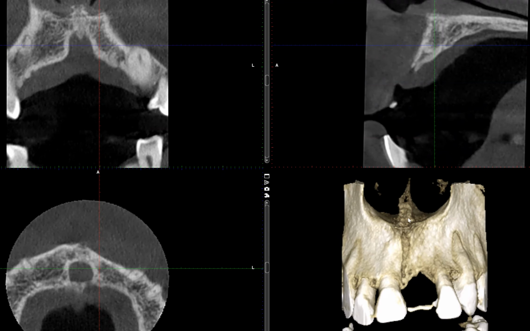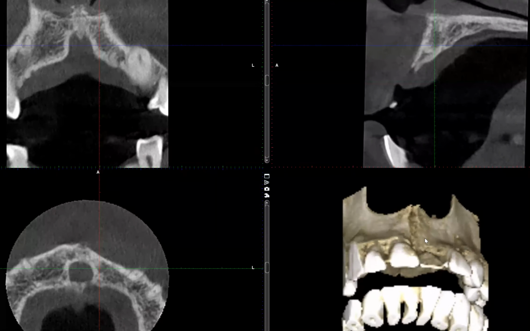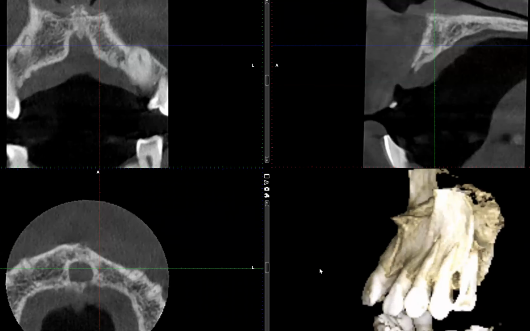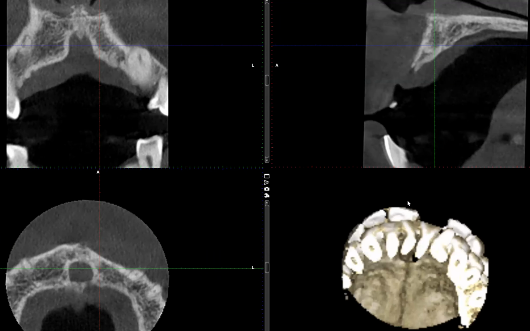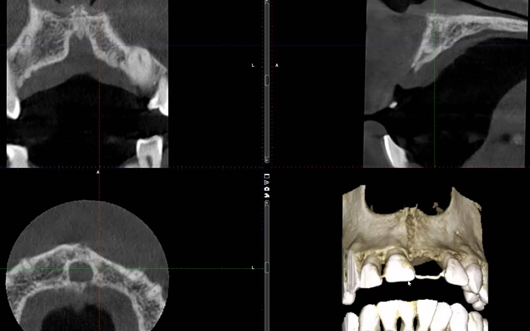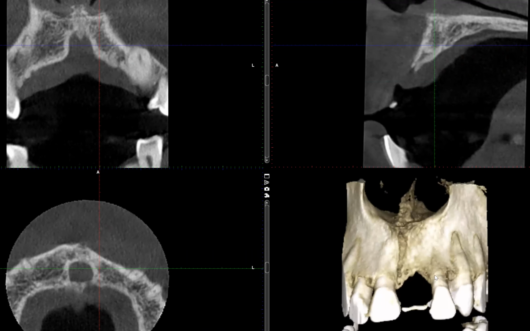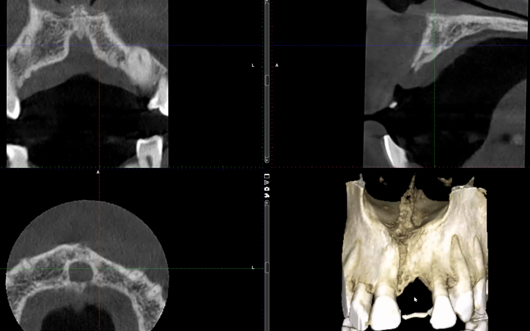Just from this 3D rendering, we see that tooth number 9 is missing. And based on this quick 3D rendering view, it looks like the ridge has resorbed quite a bit, not only in terms of the loss of its height, but buccolingual width as well. But let's take a few moments and quantify how much bone has been lost.